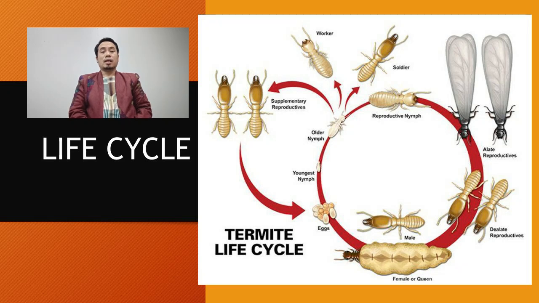Okay, now we go to the life cycle. In the life cycle, we have a male and a queen. They produce eggs. After the egg, they become the youngest nymphs. The youngest nymphs become older nymphs. The older nymphs decide what they will become, such as workers, soldiers and reproductive nymphs. So it can be alate reproductives, and also supplementary reproductives, workers or soldiers.